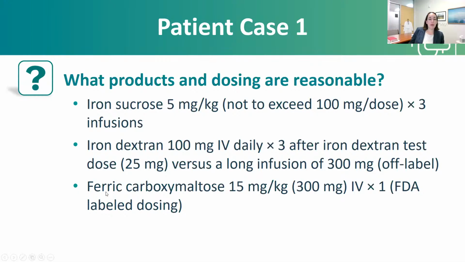And then we have the newer product, ferric carboxymaltose, 15 mg per kg, which equals 300 milligrams, which allows you to give 1 dose. And this is using an FDA labeled dosing. So all 3 of these are potential options. It depends what's on your formulary and how you think it through and what you want to get approval for with the insurance and discuss with the family.